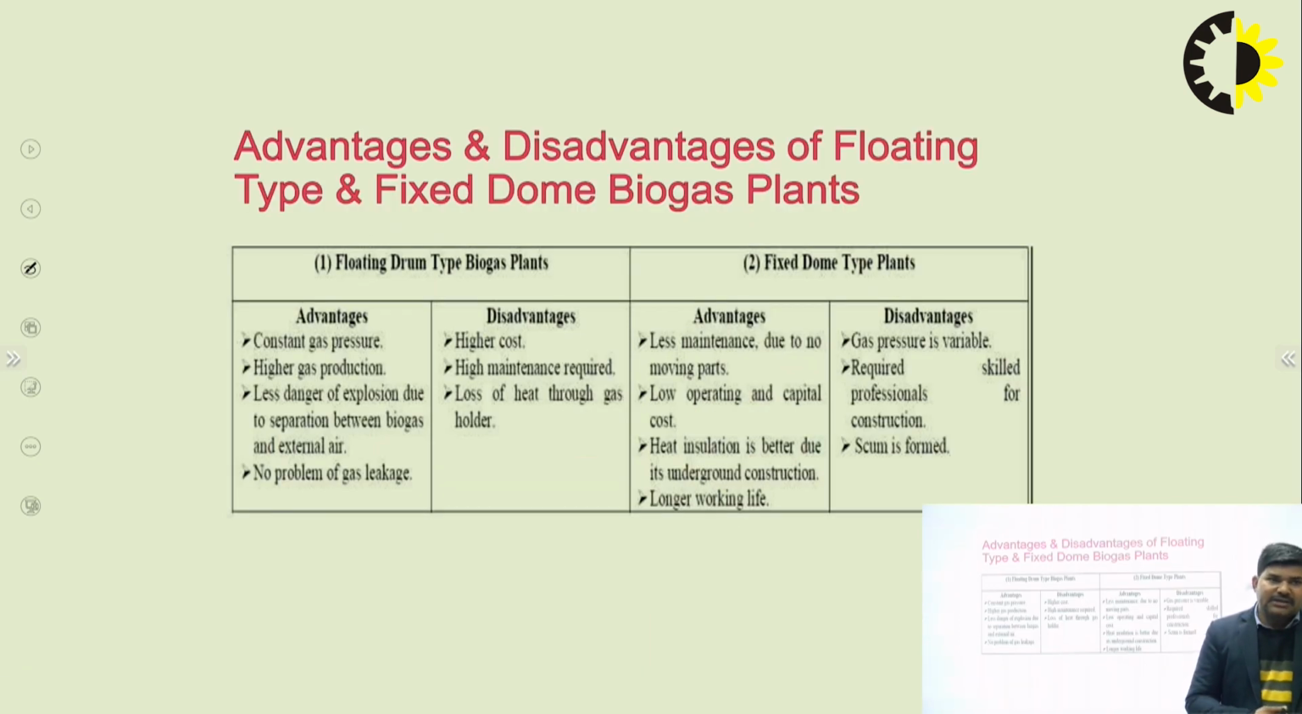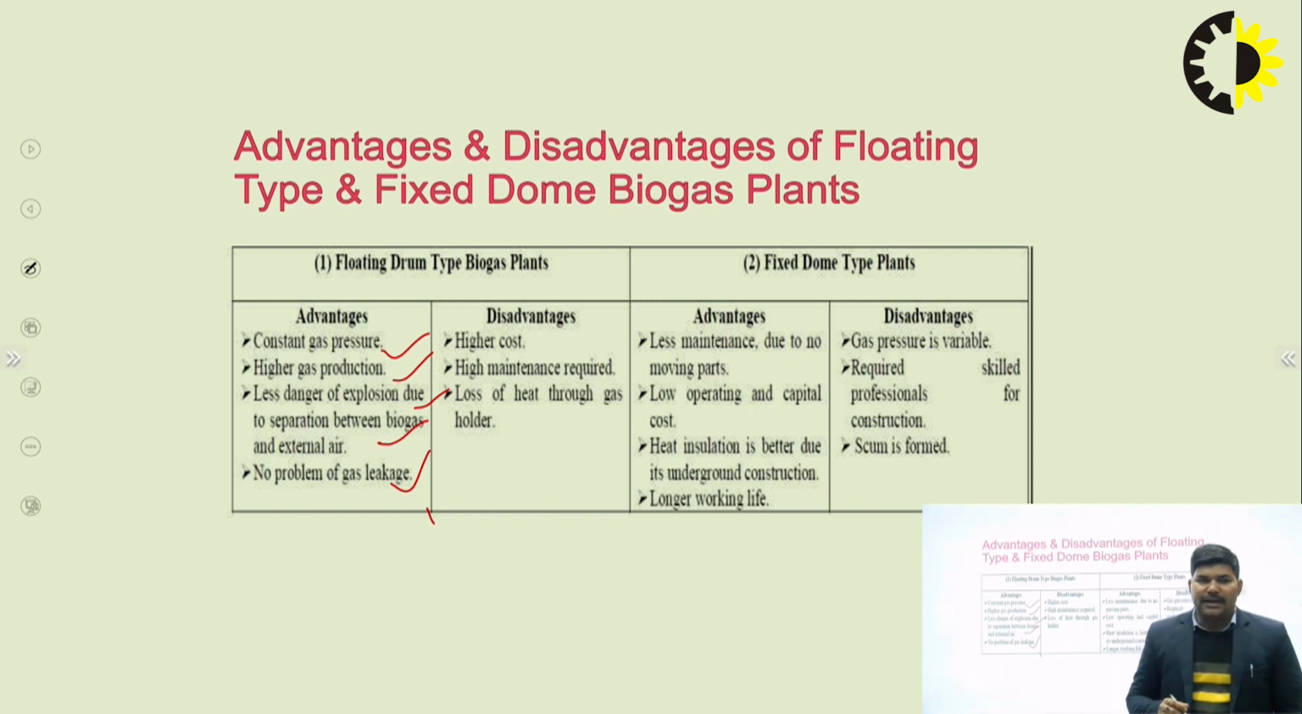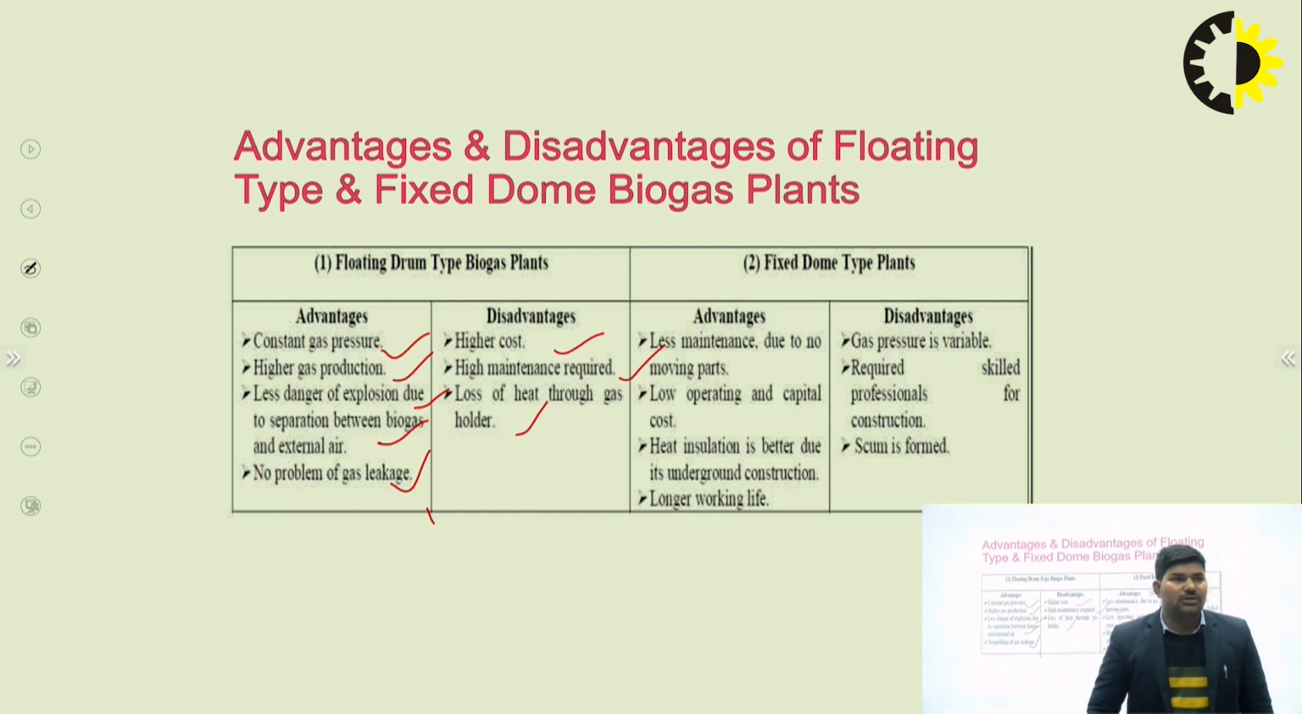Now the advantages and disadvantages of the floating type and the fixed dome type. You can see here the floating type. The advantages are: first, constant gas pressure. Second, a higher gas production system. Third, less danger of explosion due to the separation between biogas and external air. And there is no problem of leakage. These are the benefits of the floating dome, but there are some drawbacks also: higher cost, high maintenance required, and loss of heat through the gas holder. So these are some drawbacks.